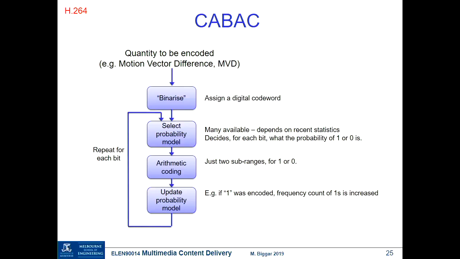So the process in flow chart form looks like this. We've got all these quantities that need to be encoded, motion vector differences and transform coefficients and so on. They are assigned a digital code word, so binarized, so we might have a number of different possible values for our quantized transform coefficients, but each one is assigned a digital code word. Then it goes into the actual arithmetic coder, where it selects the probability model that applies.